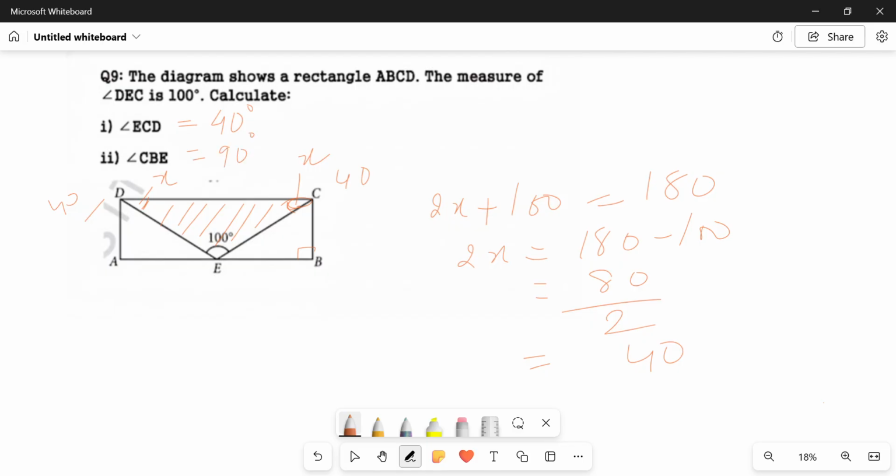I hope you students understood this triangle and quadrilateral very clearly. Okay, thank you.